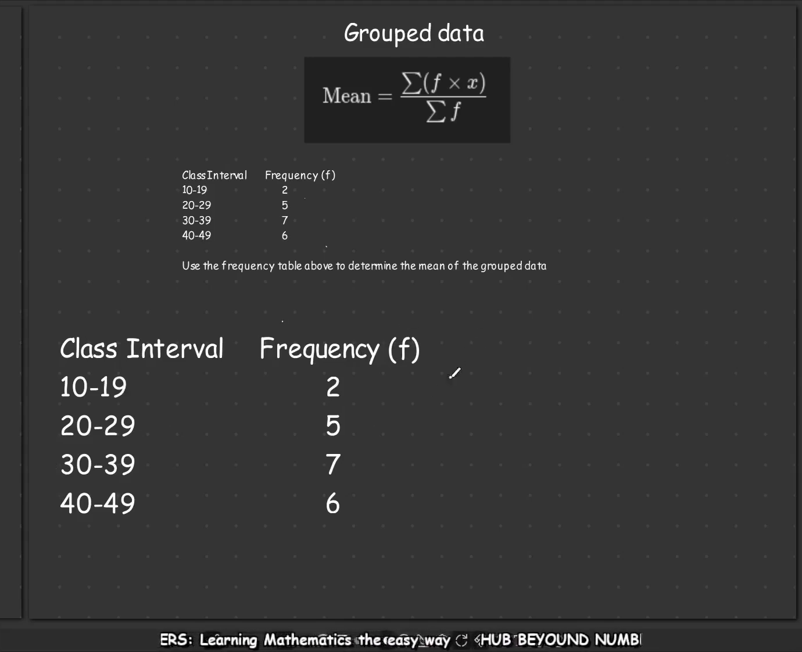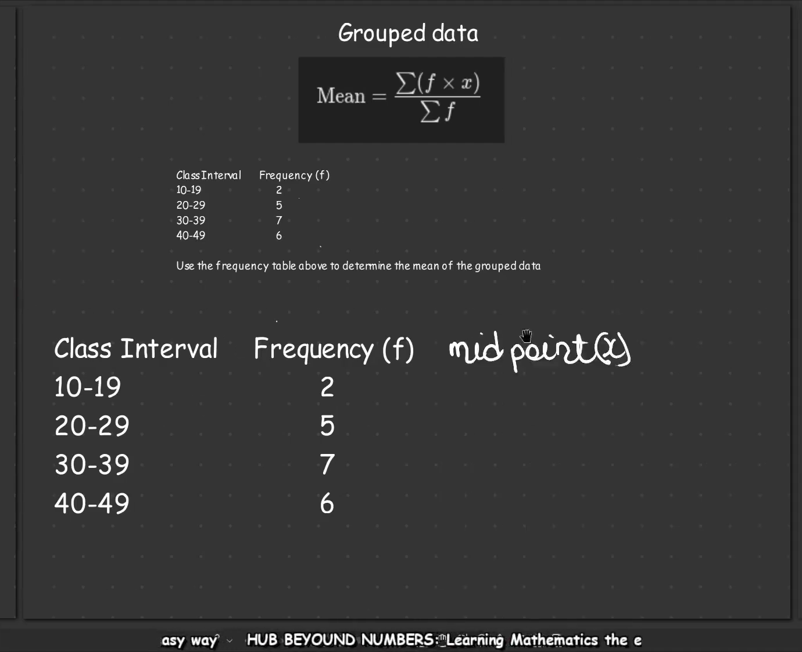And how do you get your x? That is where the idea of midpoint comes in. So the midpoint of the intervals is what is going to serve as your x, right? I'm taking that again. The midpoint of your interval is what is going to serve as your x. And how did we see we get the midpoint of an interval? You add the upper limit to the lower limit and then divide it by 2.